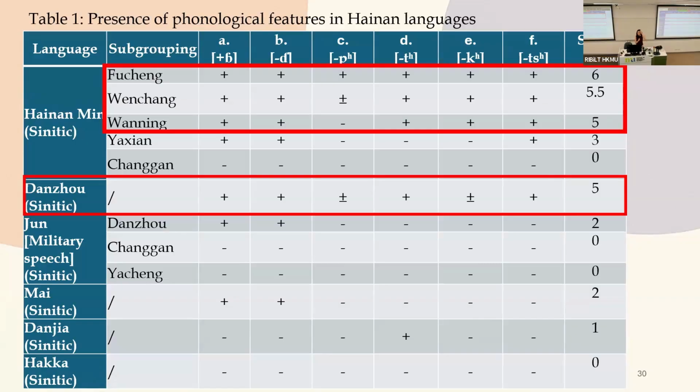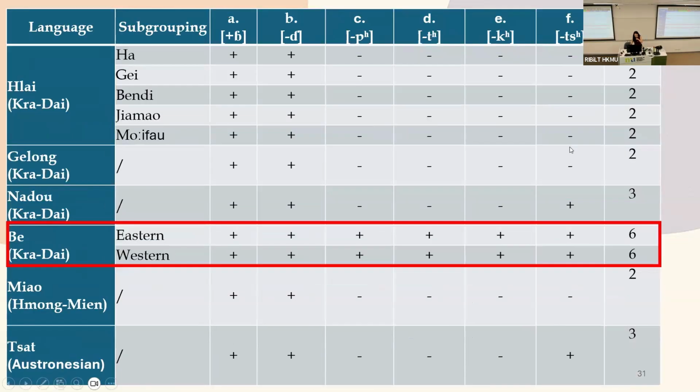So this table is a summary of the presence or absence of the mentioned features in the languages in Hainan. There are 6 distinct features in total, and the presence of each feature carries 1 point. So the closer the scores of the languages are, the more similar their synchronic phonological systems are. The higher the score, the more unique similar features they possess. And here we can see that some Hainan Min varieties and the Danzhou dialect, which is another Sinitic variety on the island, and Be, have the highest score.